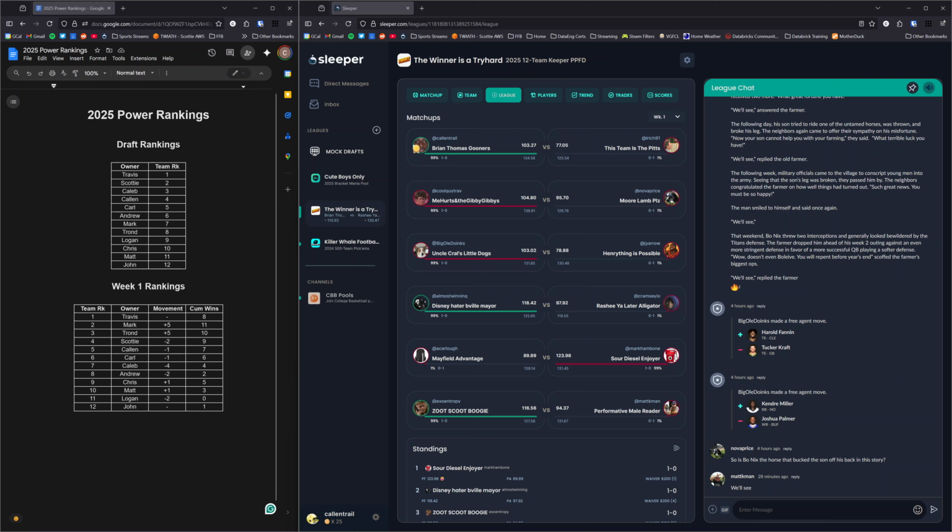So now let's get into the teams. Again here, I did add a little bit of a swing in here. You can see over here on the left side the draft power rankings and then movement based on week one.